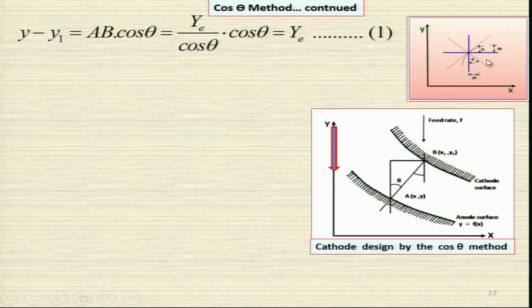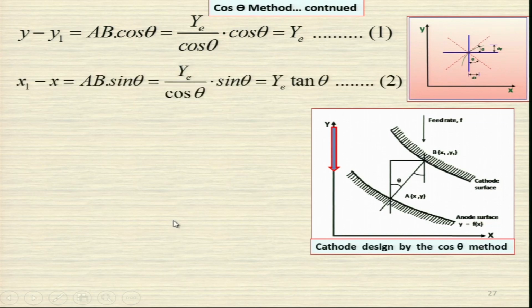Now, you can see here this is the theta, this is x and this is y, and here those are the same point A and point B, theta is there, cathode is there, anode is here. So, x1 minus x is AB sin theta, AB is given over here, this is A and this is B, and AB sin theta becomes x1 minus x. AB is nothing but y_E over cos theta, that is the interelectrode gap, into sin theta. So, this becomes y_E tan theta. So, dy over dx is equal to tan theta.